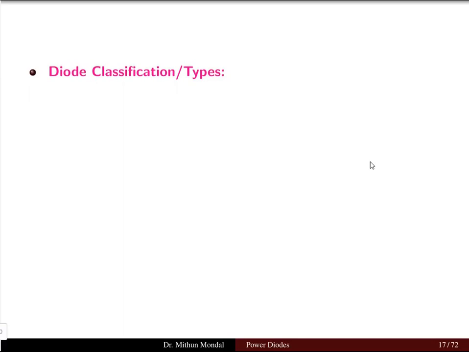We are in lecture 2B of power electronics. In the previous lecture we focused on power diodes and their characteristics. Let us take the discussion forward and talk about the diode classification and the various types.